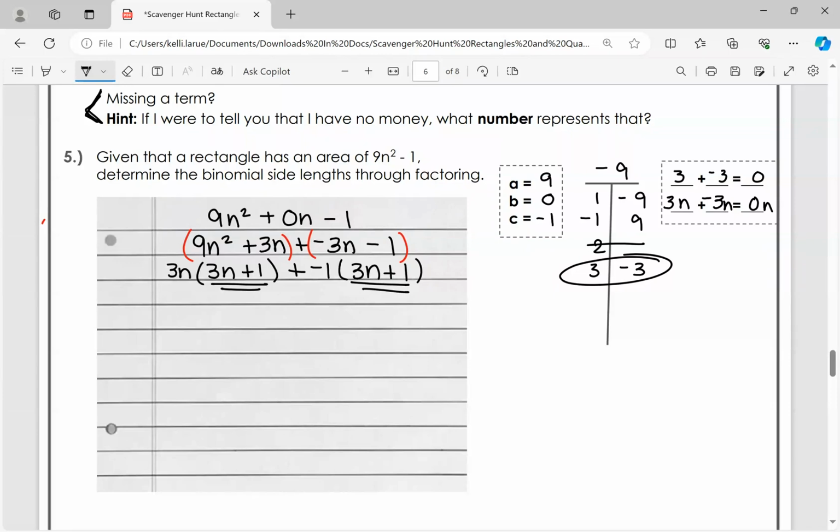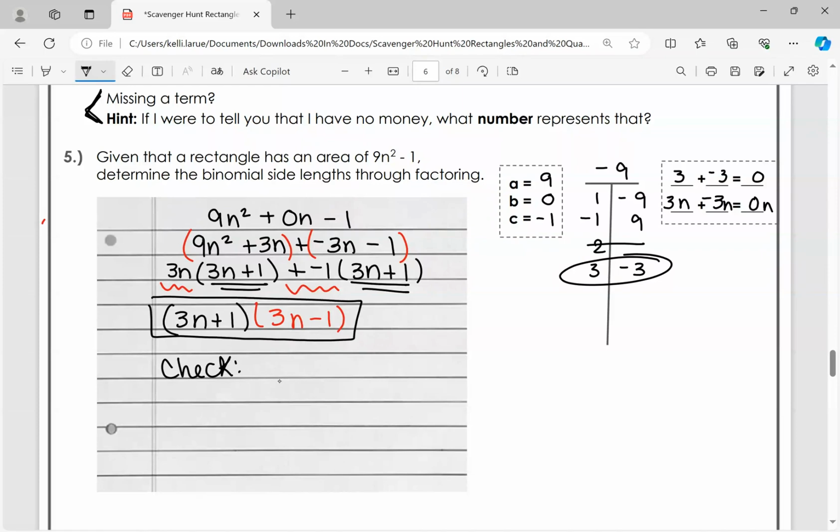This happens every single time unless you've made a mistake. So I'm going to go ahead and factor out that common group. And when I do, I see that I'm left with 3n plus -1, which is just 3n minus 1. Again, moving forward, I do expect you to check your work.